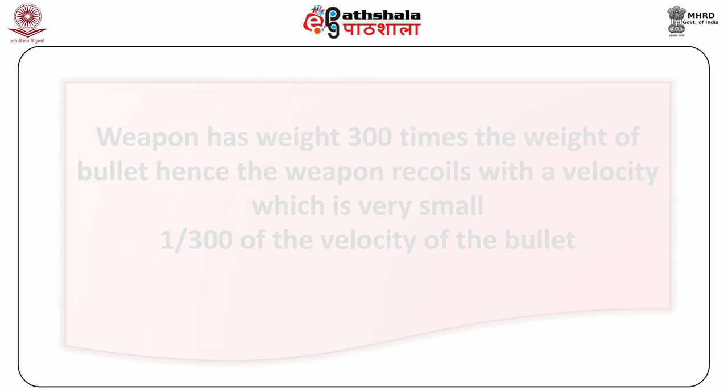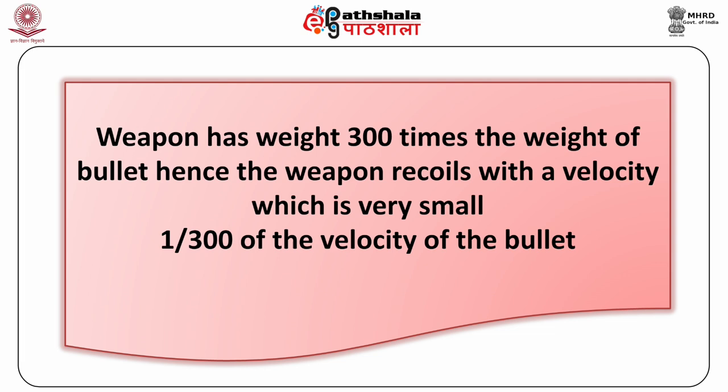In actual practice, the weapon has weight 300 times the weight of the bullet. Hence, the weapon recoils with a velocity which is very small, 1/300 of the velocity of the bullet, in comparison to the velocity of the bullet. It is on this account that a gun is held tightly against the shoulder so that a part of the body weight is added to the weapon, with the result that the recoil gets considerably reduced further. If, however, a shoulder firearm is held loosely in contact, the recoil can bruise the shoulder.